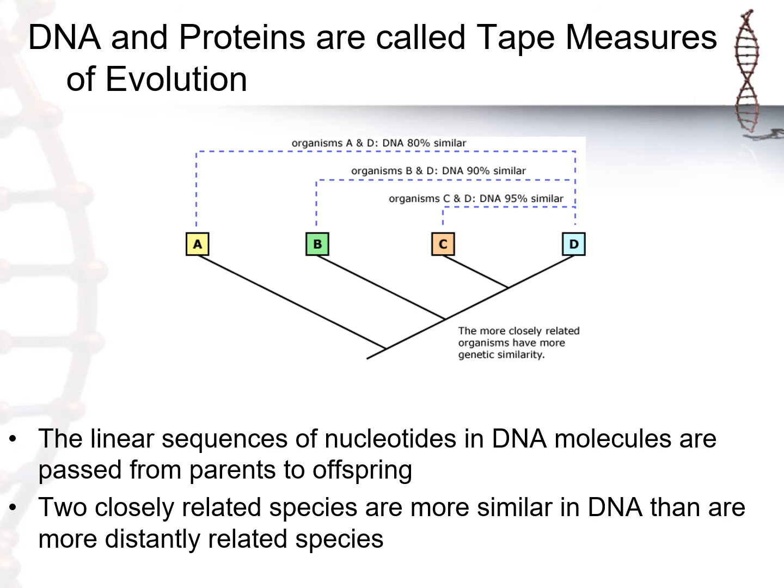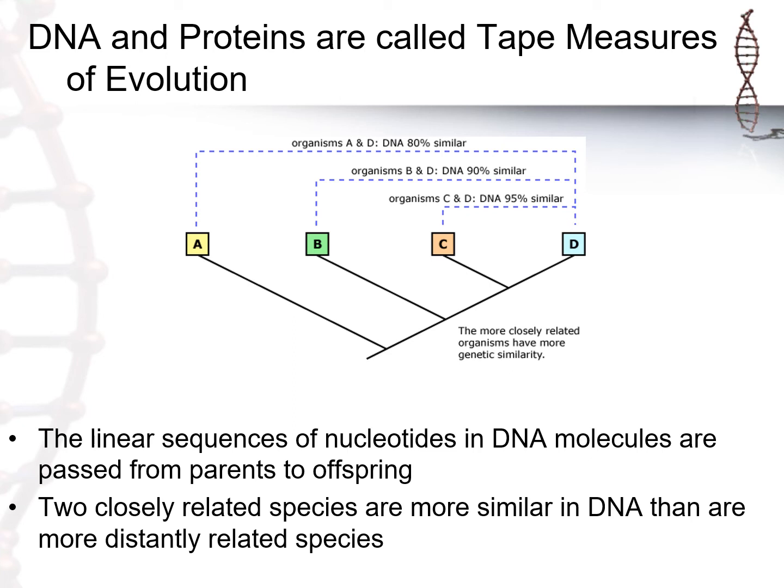DNA sequences and protein sequences can serve as kind of tape measures to help us measure timing of evolution. So if you take DNA sequences in this image here from maybe four different organisms, A, B, C, and D, and you sequence the nucleotides of their DNA, or you could sequence the amino acids in their proteins, and then compare them to each other and look for similarity, right? If there is more similarity between two of the organisms, they will be closer related in an evolutionary sense than ones that have more differences in their DNA.